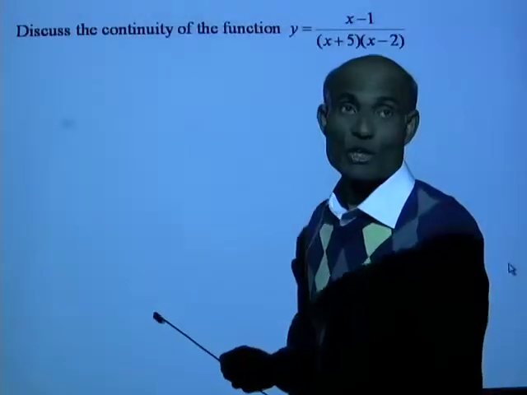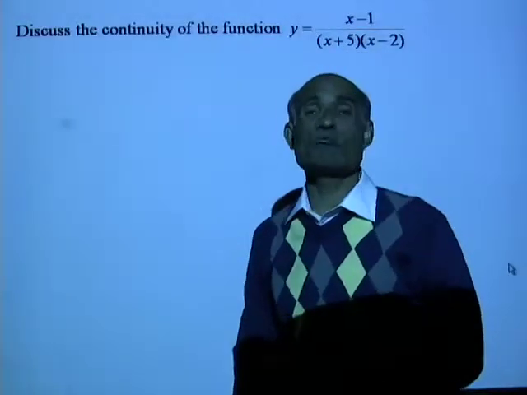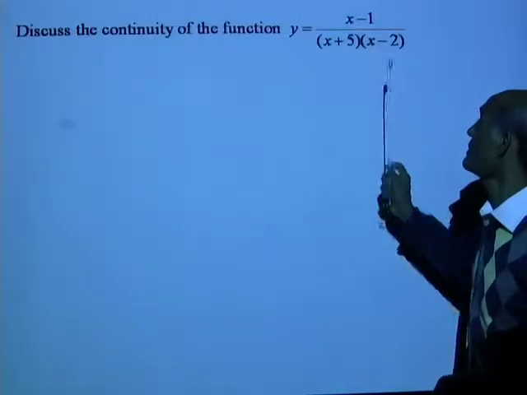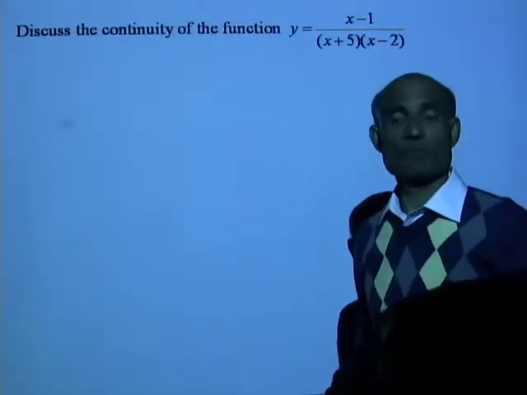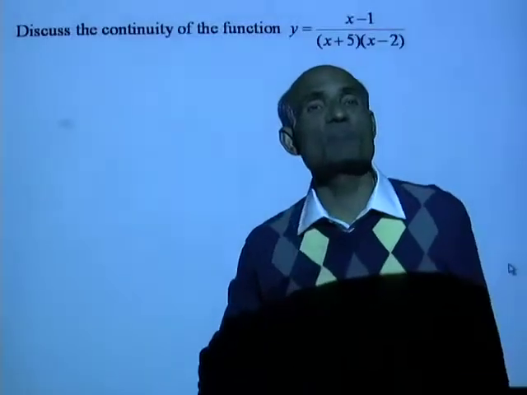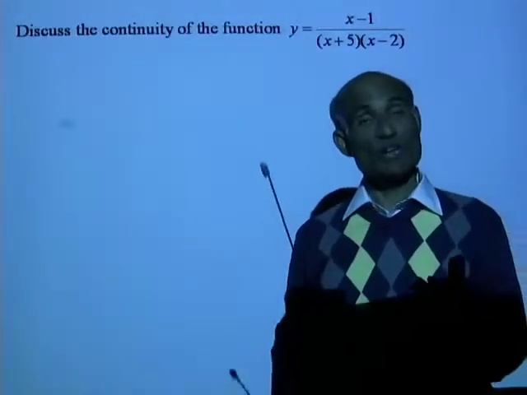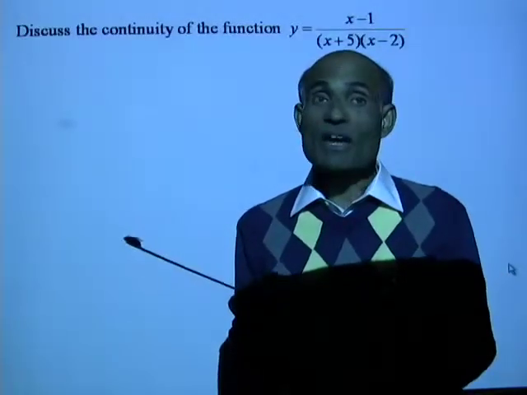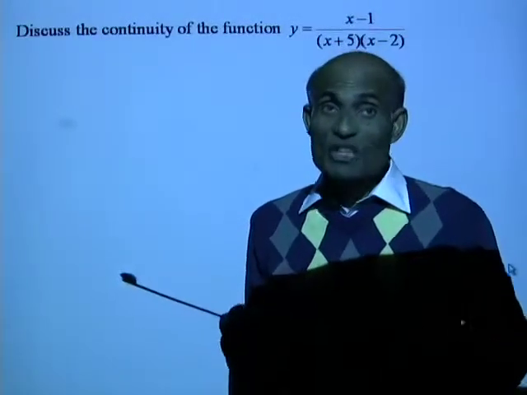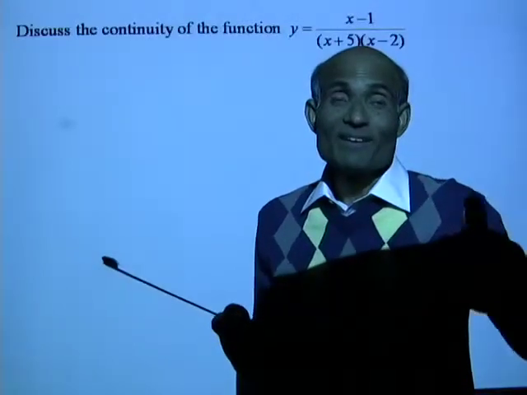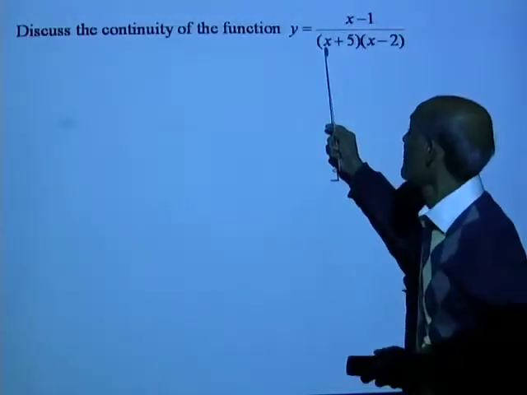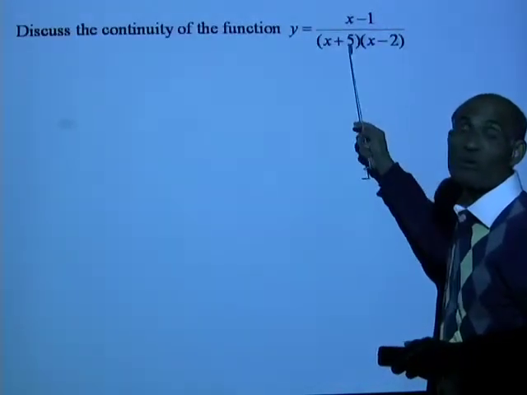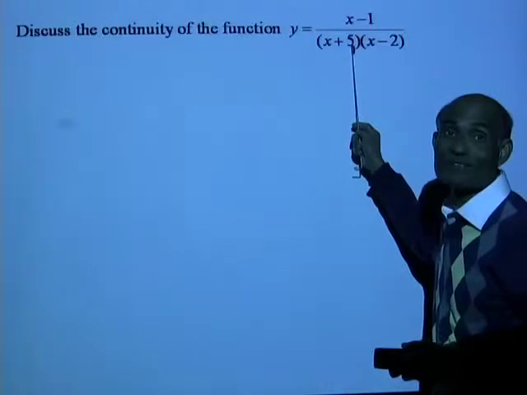All right. Discuss the continuity of the function x minus 1 over x plus 5 times x minus 2. What can you say about the continuity of this function? Well, in order to discuss the continuity of a function, you need to find the domain. Are there any values of x that are not in the domain? Well, if you notice, when x plus 5 equals 0, the denominator will be 0, and that cannot be allowed.